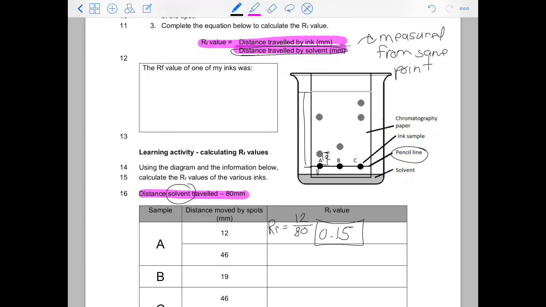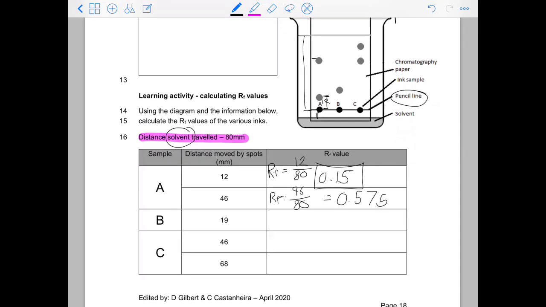So we go on to our next one, our 46. So that would be this spot here. So our RF is equal to 46 divided by 80, which again, you plug into your calculator, and end up with 0.57, which you can round up to 0.58. Again, there's no unit for that. You should now be able to calculate the RF value for these last 3 spots. Pause the video, give it a go, and I'll be back with the answers in a moment.